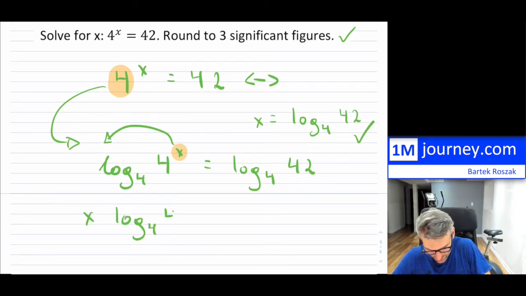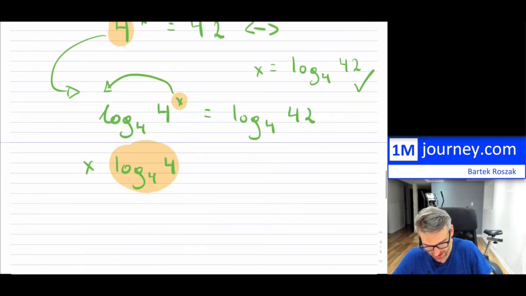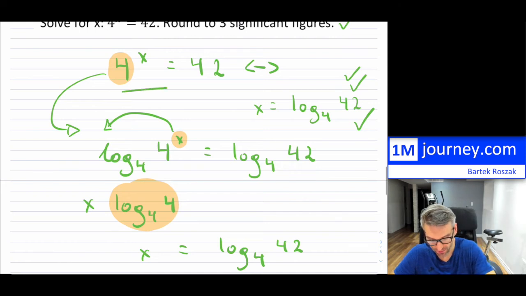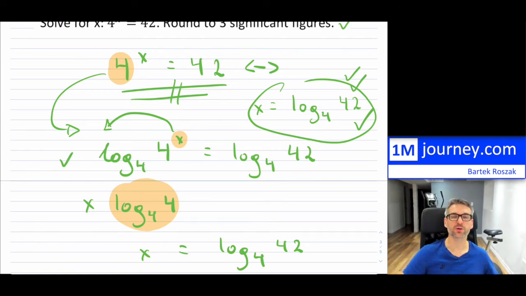And then this right here is just equal to 1. Since this is equal to 1, really what you get is x times 1, which is x equals log base 4 of 42. Which is what we had here, if you remember. If you remember that these two are equivalent, then you don't have to do this extra step. But very often you will see that extra step as a reminder. I know that I sometimes use it as well, but not always.